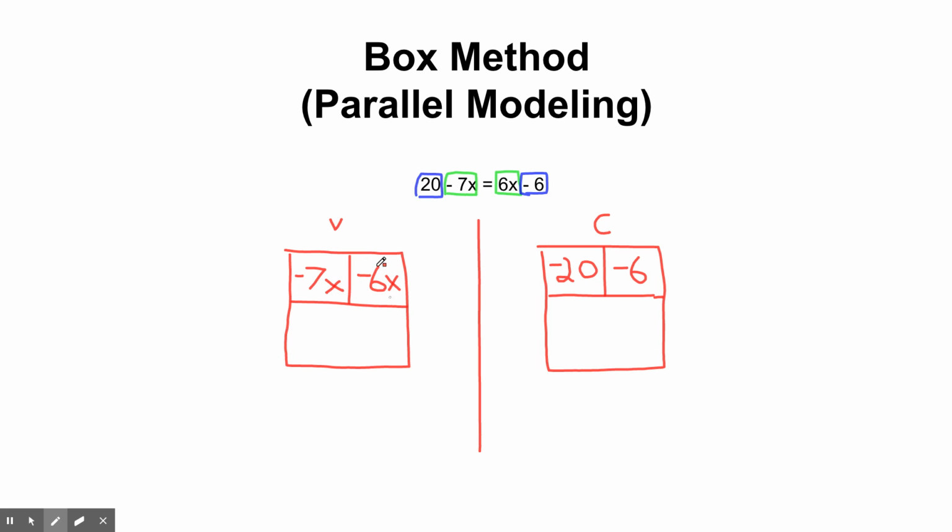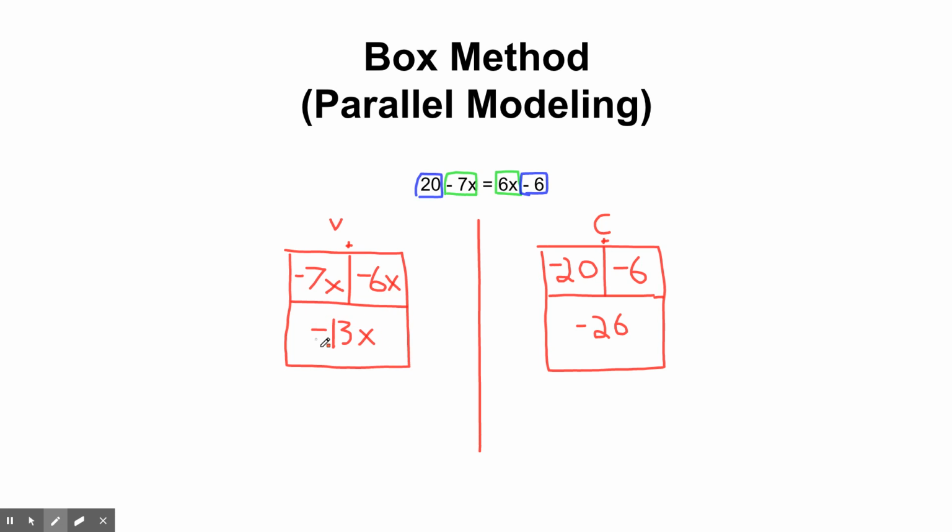Now I'm going to combine these. To do that, I'm always just going to add them. So I've got a negative 7x plus a negative 6x. Well, I know a negative plus a negative is a negative. You can use calculators, so go ahead and put it in your calculator. Negative 7 plus negative 6 leaves me with a negative 13x. Let's do the same thing on our constants. I've got a negative 20 plus a negative 6. If I put that in my calculator, I get negative 26.